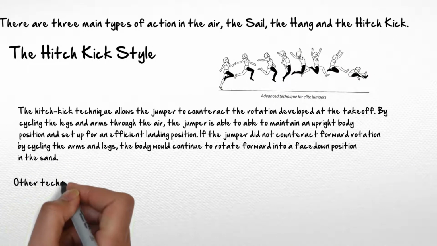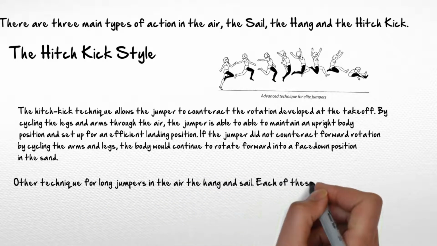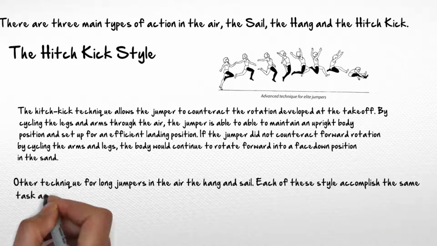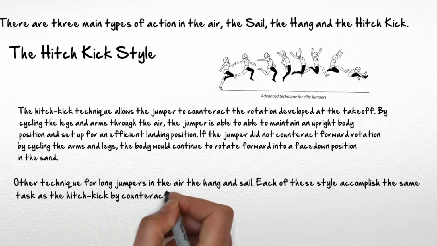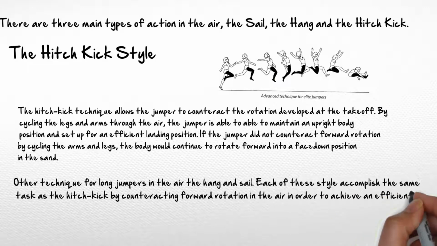The other techniques for the long jump in the air are the hang and the sail. Each of these styles accomplishes the same task as the hitch kick, by counteracting forward rotation in the air in order to achieve an efficient landing position.